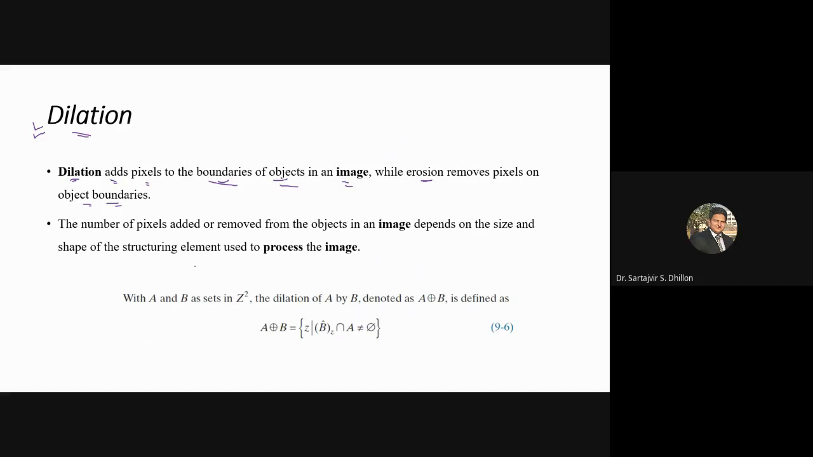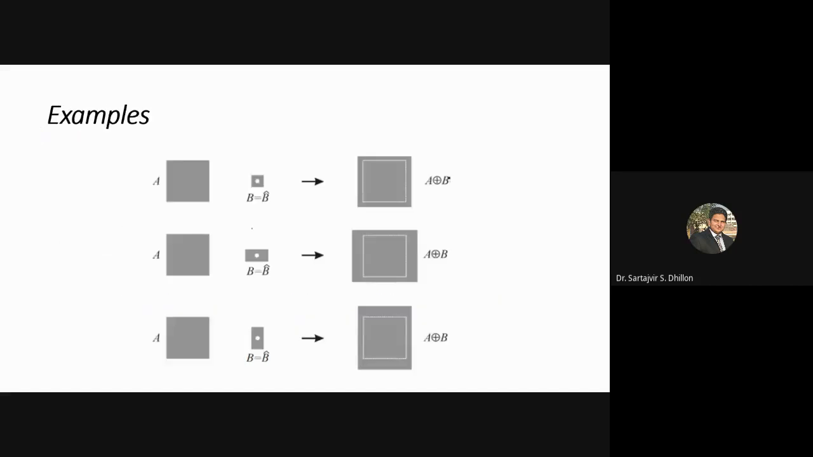We will see this in our coming example. The number of pixels added or removed from the object in an image depends on the size and the shape of the structuring element used to process the image. This is a mathematical expression which we can use to perform the dilation operation, and these are the outputs you can expect with dilation.